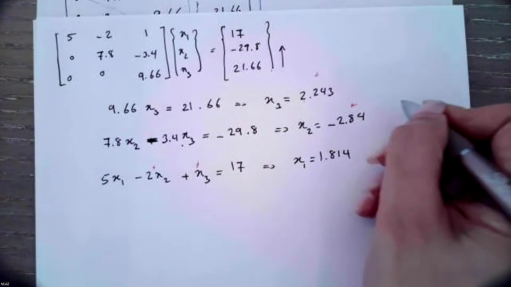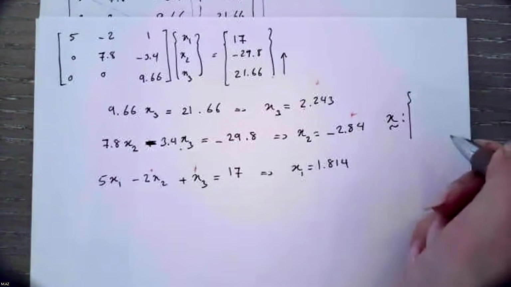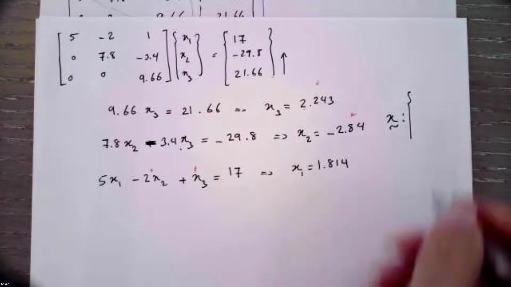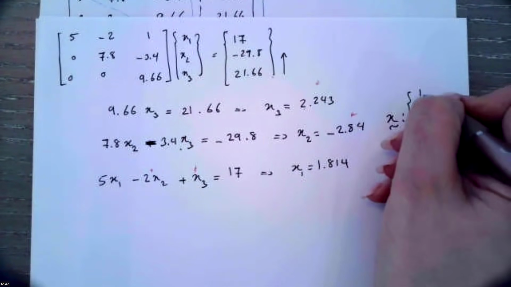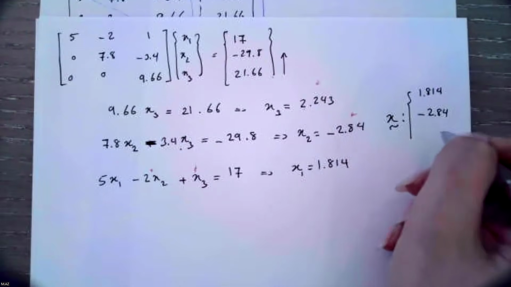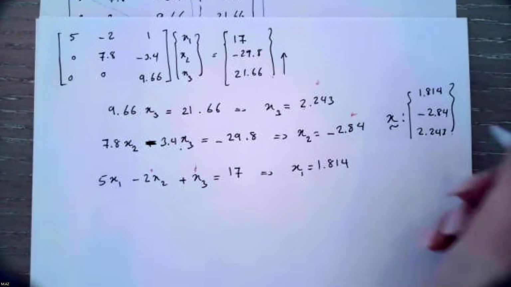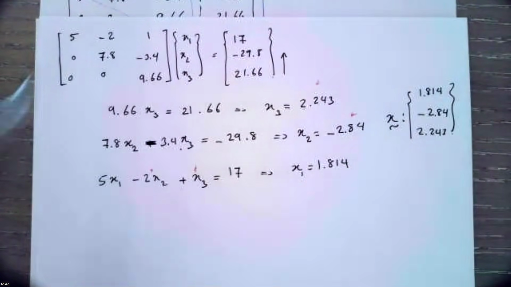Okay, now this is the answer. The value of the vector x is 1.814. Based on this upper triangular matrix and the vector of x, we answer the questions.